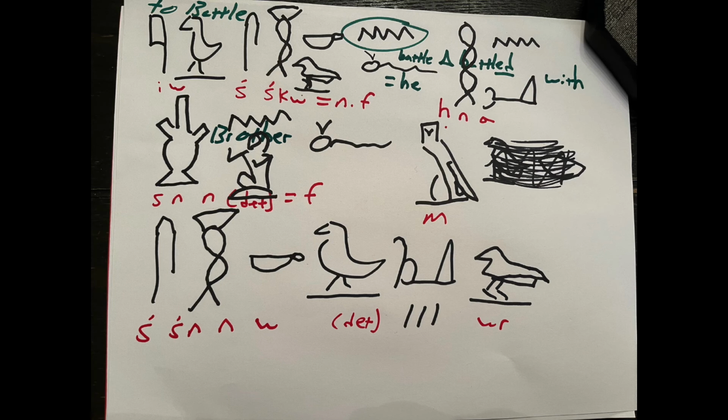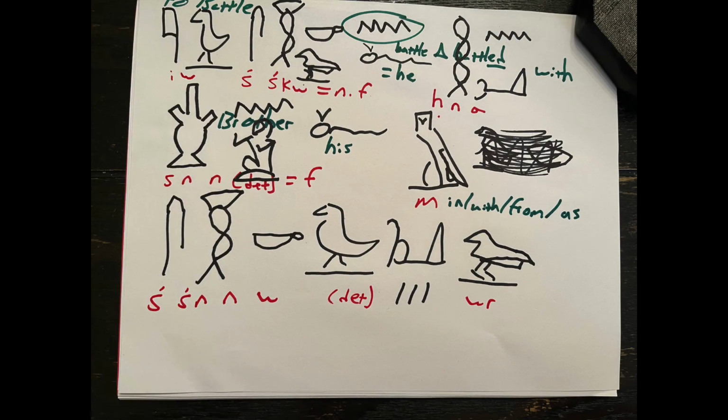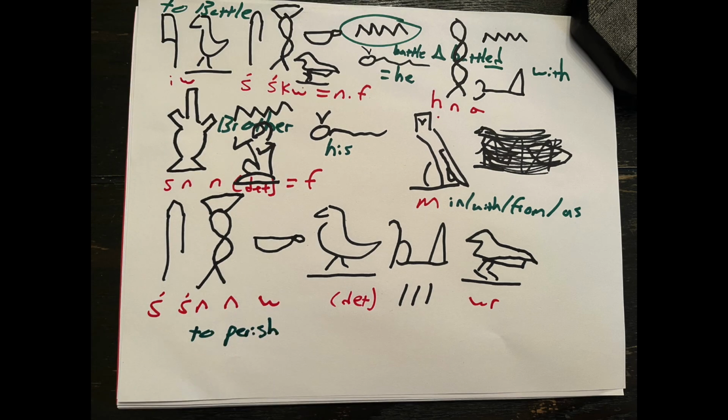Well, the next one, we have a noun, not a verb, from last week, brother. So he battled with brother. And whose brother? Well, again, we have the pronoun of the horned viper, so his brother, his modifying brother, telling you what kind of brother it is. Followed by the preposition of the owl, m, which can be in, with, from, or as, and we'll have to figure out the full context of the sentence and try each of those out to see which one might work best.